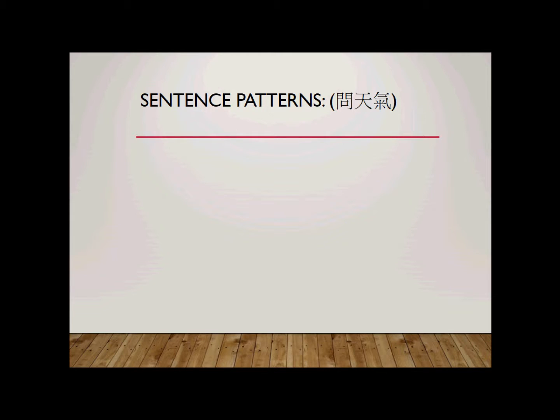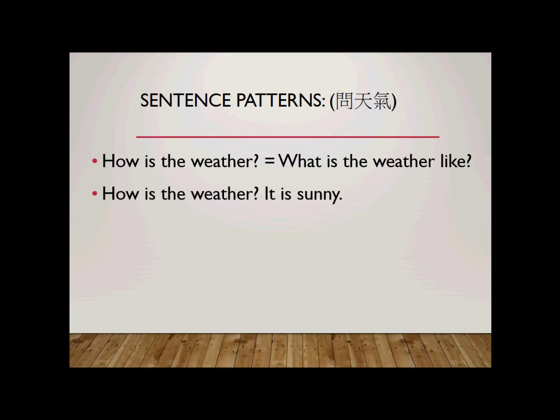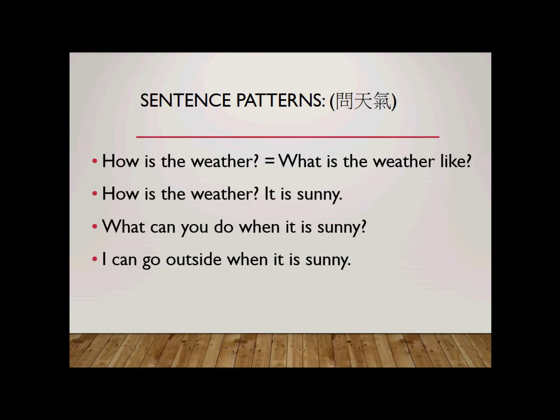Sentence patterns asking about the weather. There are two questions that we can use when it comes to asking about the weather. How is the weather and what is the weather like? They're the same. How is the weather? The person will say, it is sunny. What can you do when it is sunny? I can go outside when it is sunny. So this is what I can do when it's sunny.